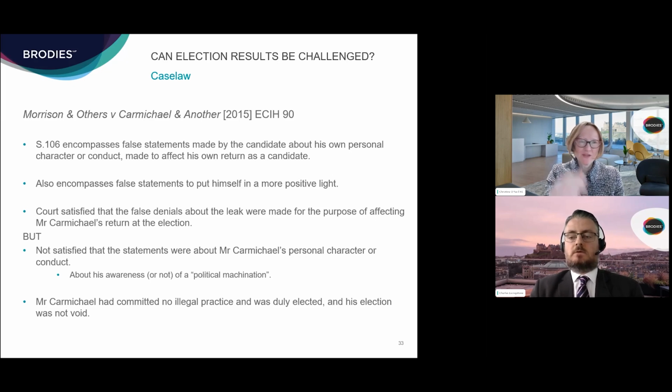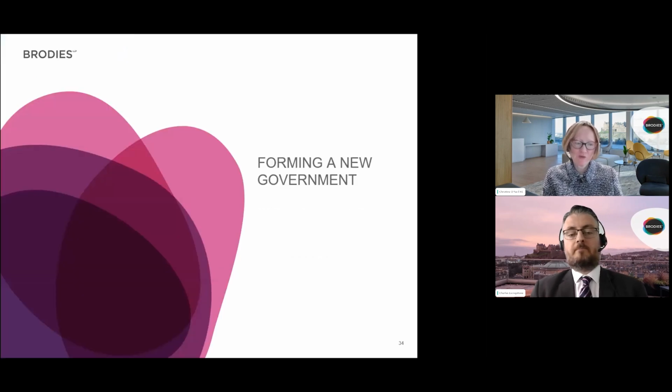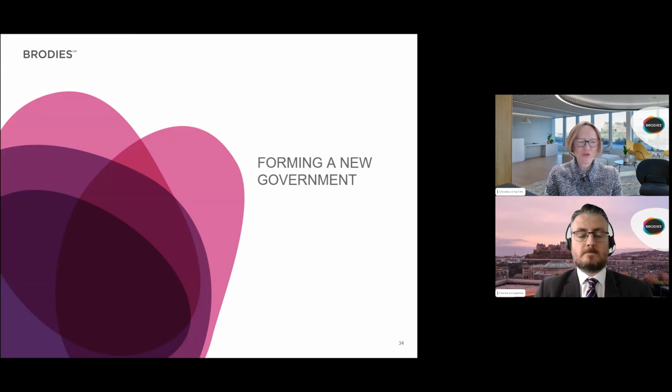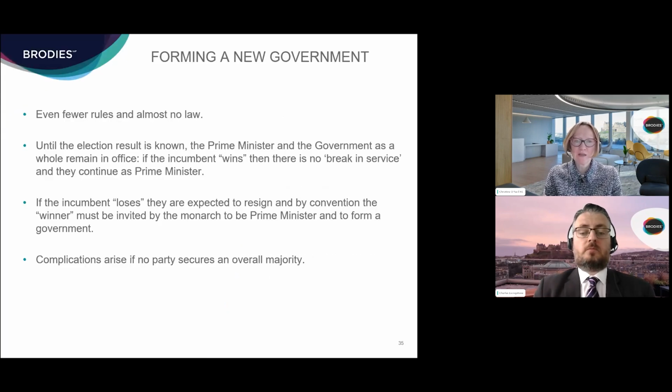And so if we get past all of those potential challenges, we have an election result. The very last question is how in the UK we form a new government. And the answer to that is that there are even fewer rules and almost no law. So if we move on to the next slide, as Charles has already explained, until the election result is known, the Prime Minister and the government as a whole remain in office. We don't have a gap in service.